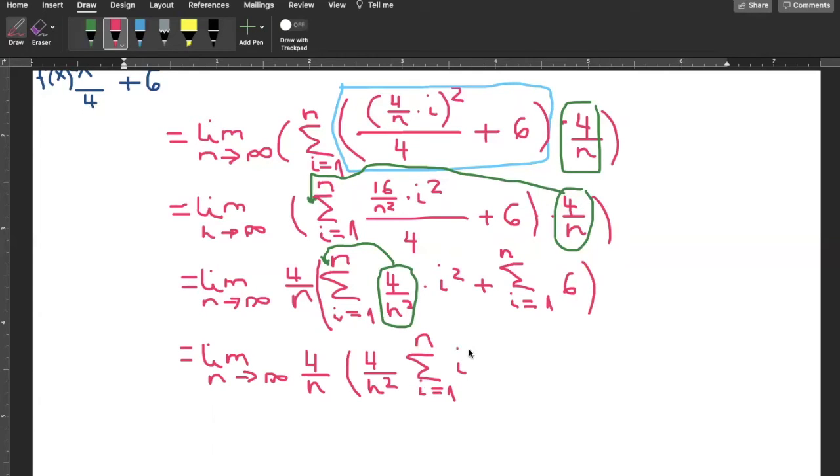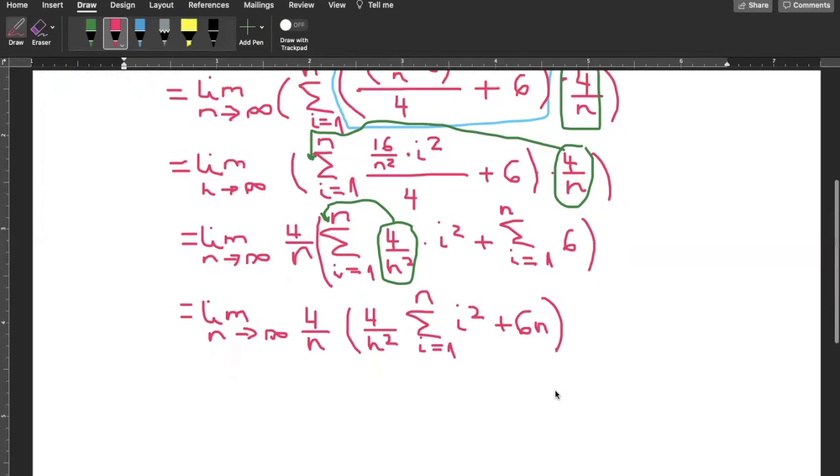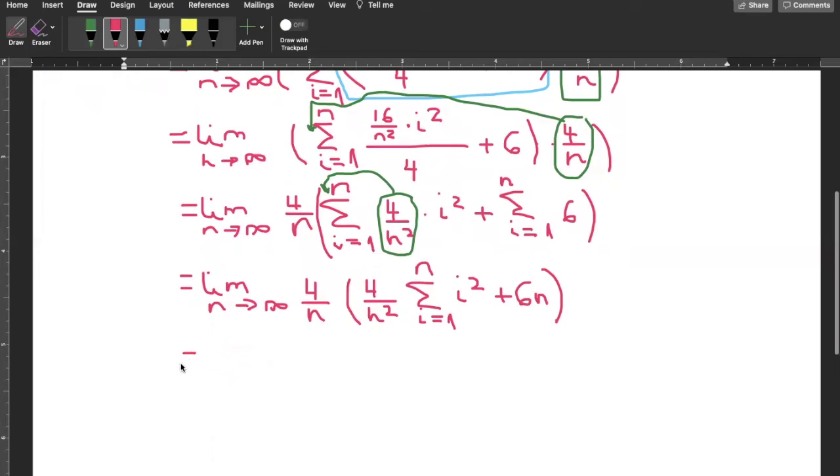of just i squared. And I don't think Dr. Johnson gave you this formula, but this is basically summing 6 n times. So basically you're doing 6 plus 6 plus 6 plus 6 plus 6, which would be 6n. And here we can just keep doing this, and now we'll substitute the formula for the other sum.